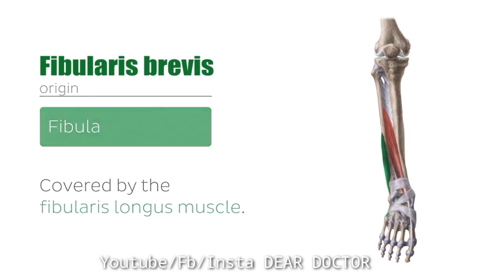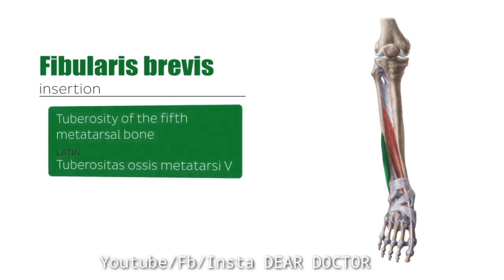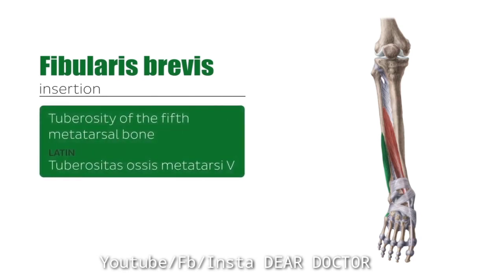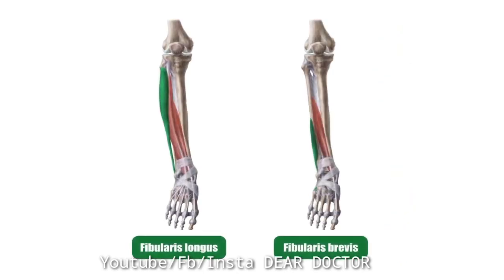Now, obviously, we're going to move on and talk about the insertion point for the fibularis brevis. And what you need to know is that this muscle is going to be inserting on the tuberosity of the fifth metatarsal bone. An important note that I would like to add here about these two muscles that we just discussed is that the tendons of both muscles run caudally towards the foot behind the lateral malleolus and then ventrally along the lateral foot edge, and you can see here on both of these images.